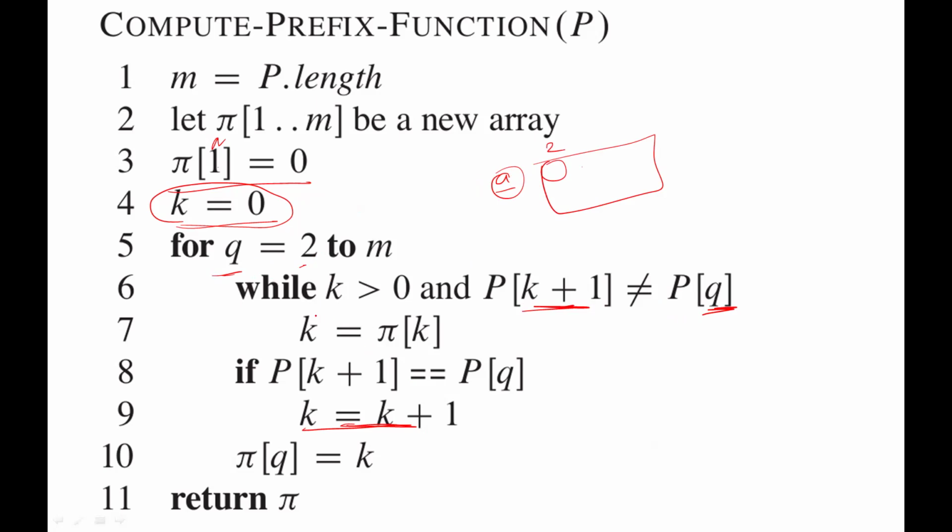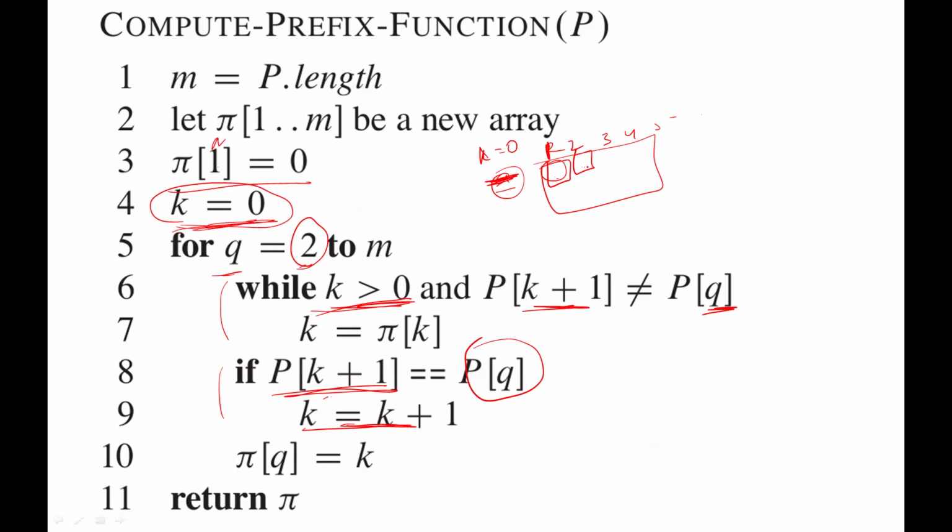So while initially K is 0, right? K is equal to 0, it's not greater than 0. So the first time it won't enter the while loop. So we'll be comparing whether K plus 1. So you can say initially the K value will be 0 where nothing is there. And you have index like this. And you compare what is P of K plus 1, which means you're looking at the first character, and pattern of Q where Q starts from 2. Okay, so you'll be looking at the second character.